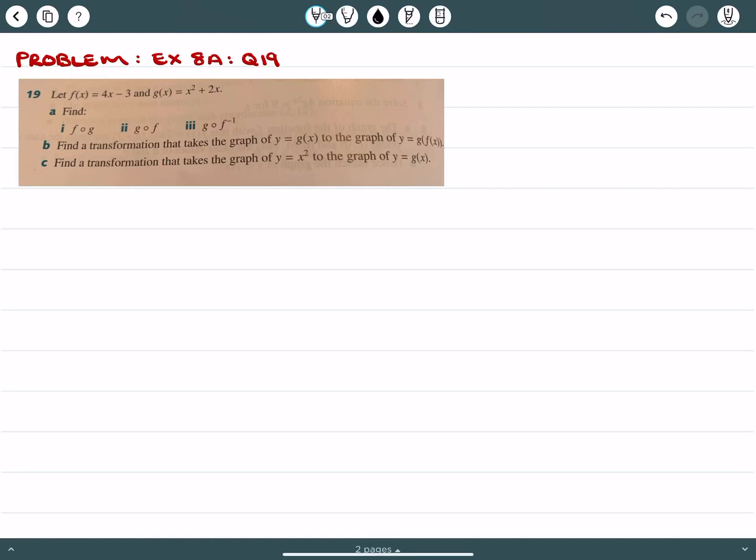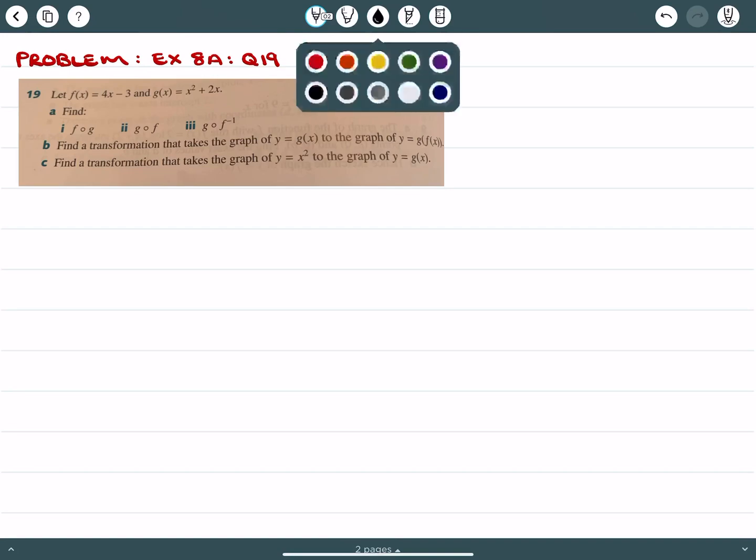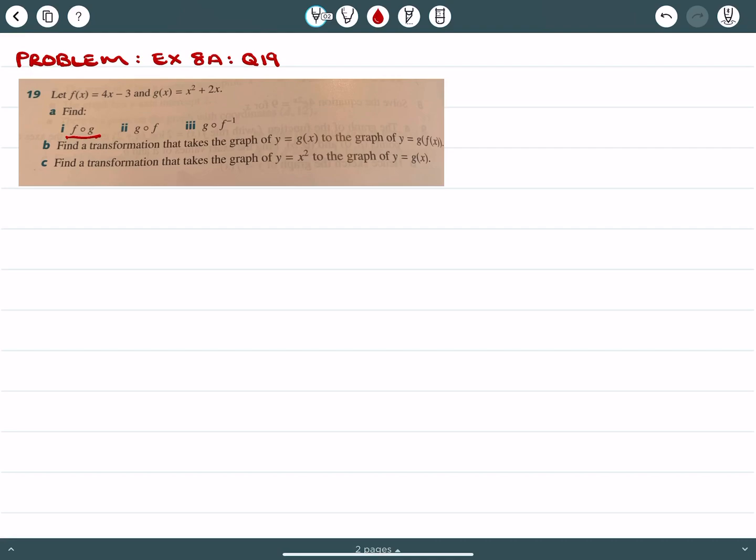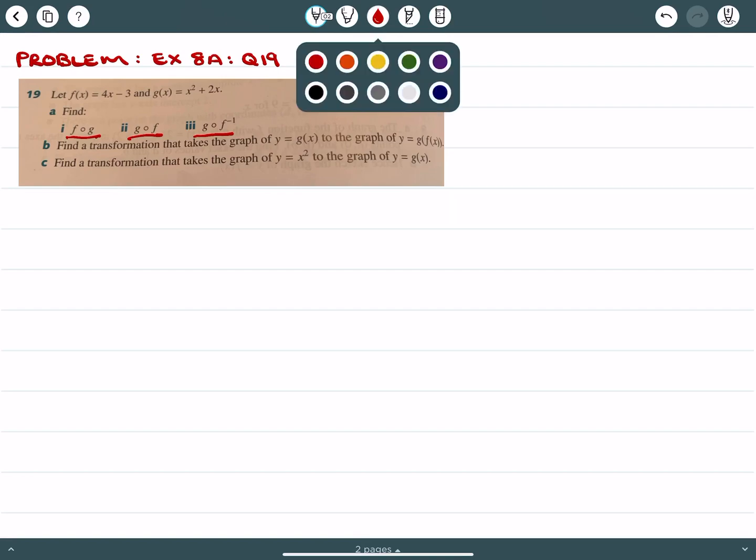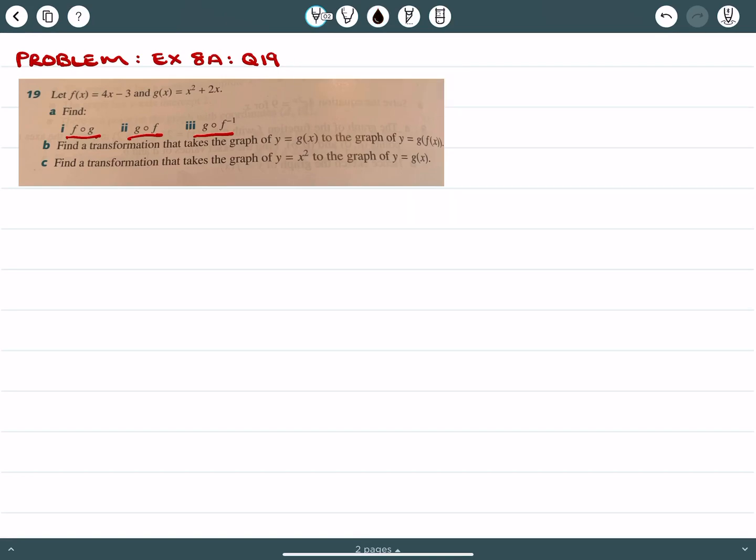Here we have a problem involving two functions combined in a composite function or a series of composite functions. Just reading the question, it says let f(x) equal 4x minus 3 and g(x) equals x squared plus 2x. And what we want to be able to find is f of g, g of f, and g of the inverse of f.